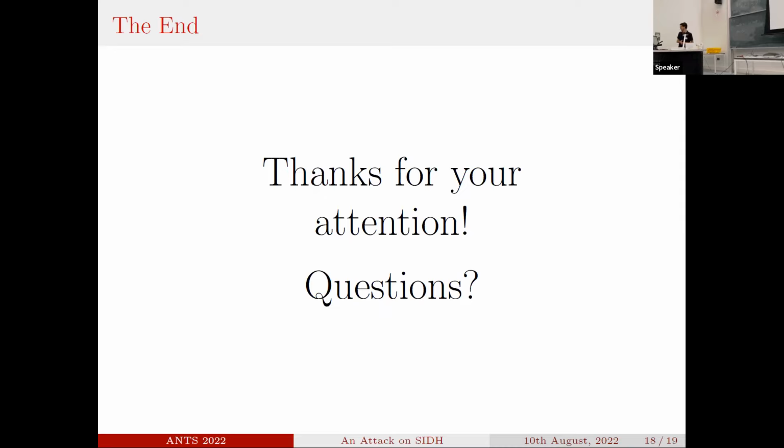Repeat the question, please. So is it possible to apply the same idea to the genus 2 version of SIDH? And the answer is that I believe so, but I don't actually have evidence for that. I just believe it.